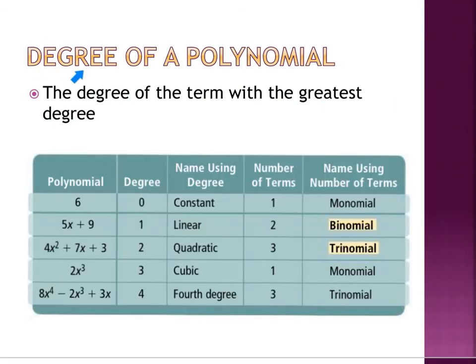Now then, how to determine the degree of a polynomial? And this is a nice chart to put into your notes. The degree of the polynomial is the degree of the term with the greatest degree. Okay, so we can agree here. The degree here is going to be 0, right? No variables. There's 1 here, so the degree is 1. It's the largest one. By the way, this is called a binomial. Okay, binomial.